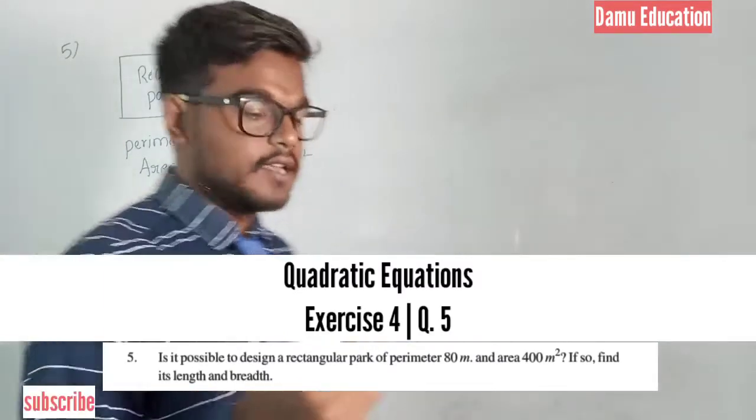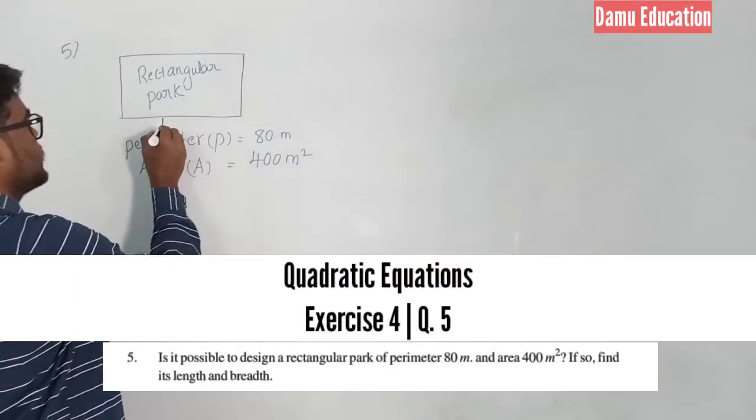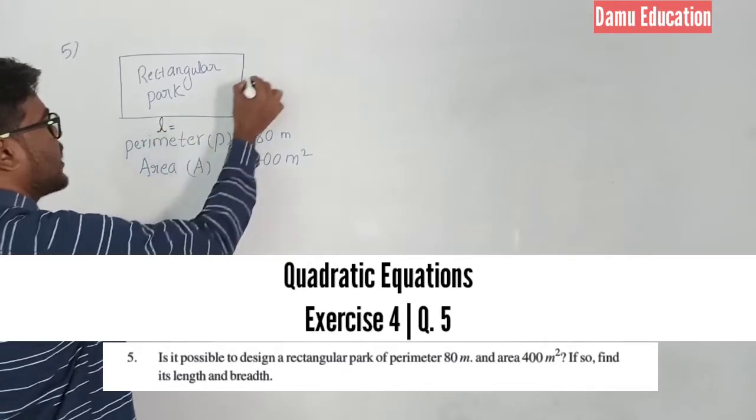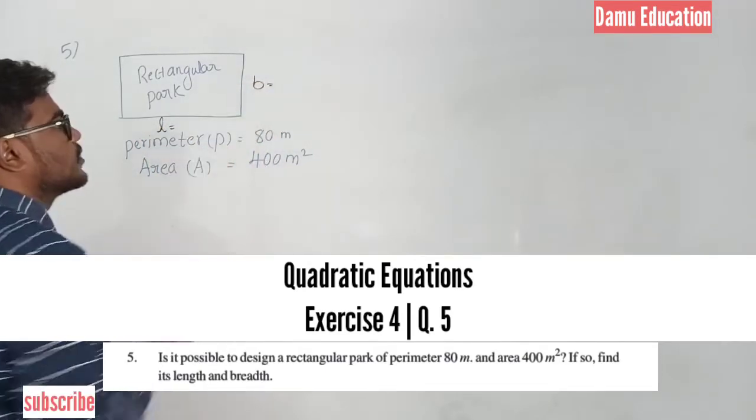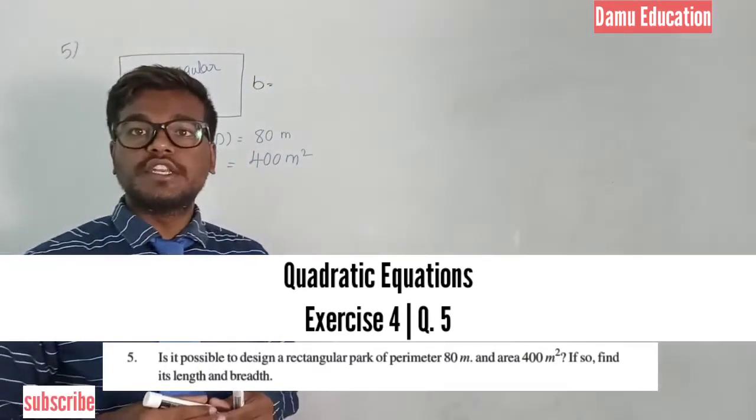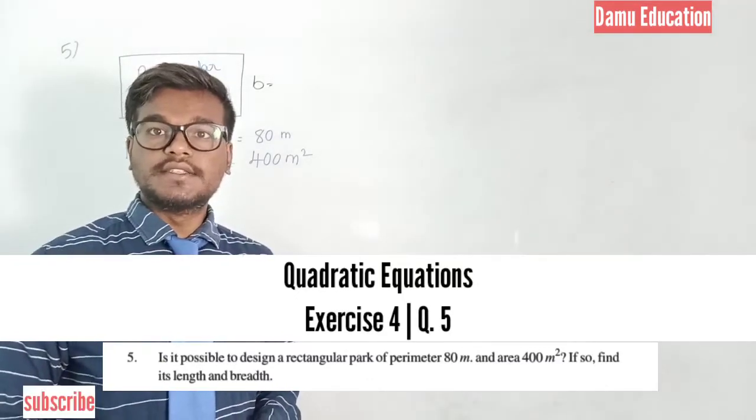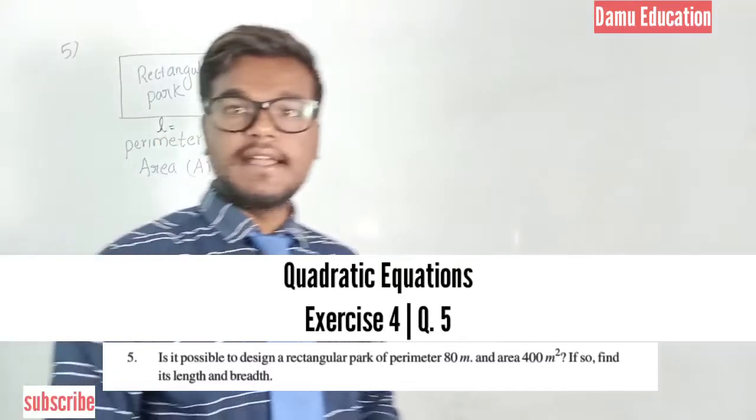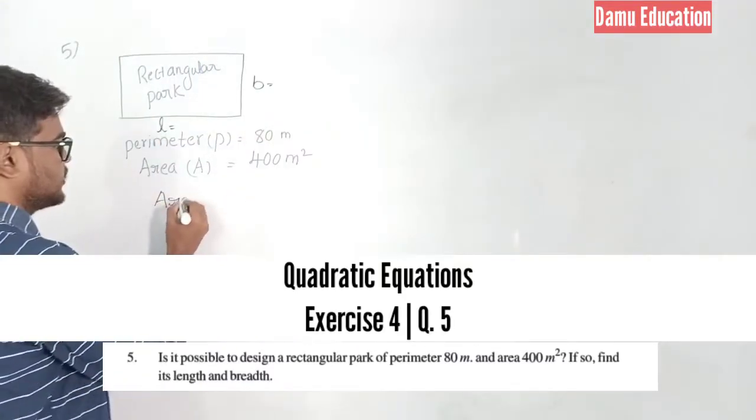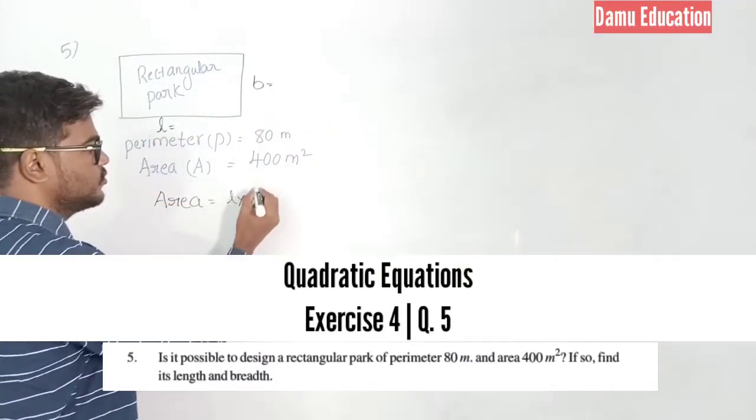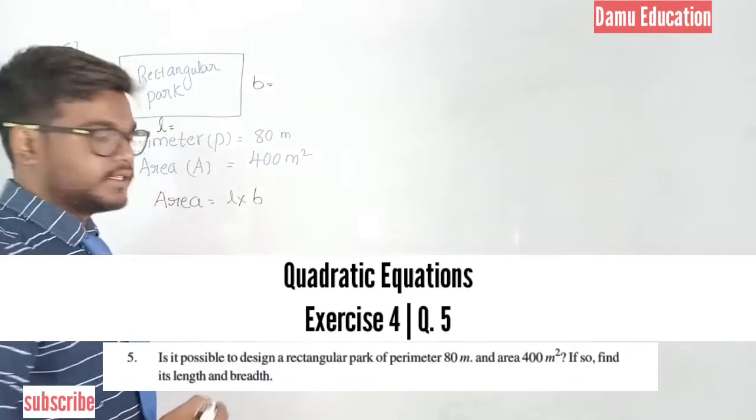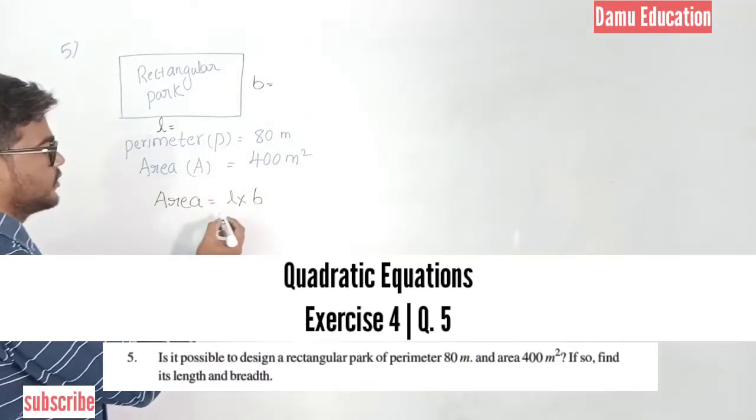Let's take its length as l and breadth as x. So we need to find the length and breadth of this given rectangular park. First, let's take the area of a rectangle. Area will be equal to length into breadth. So what is its length and what is its breadth?